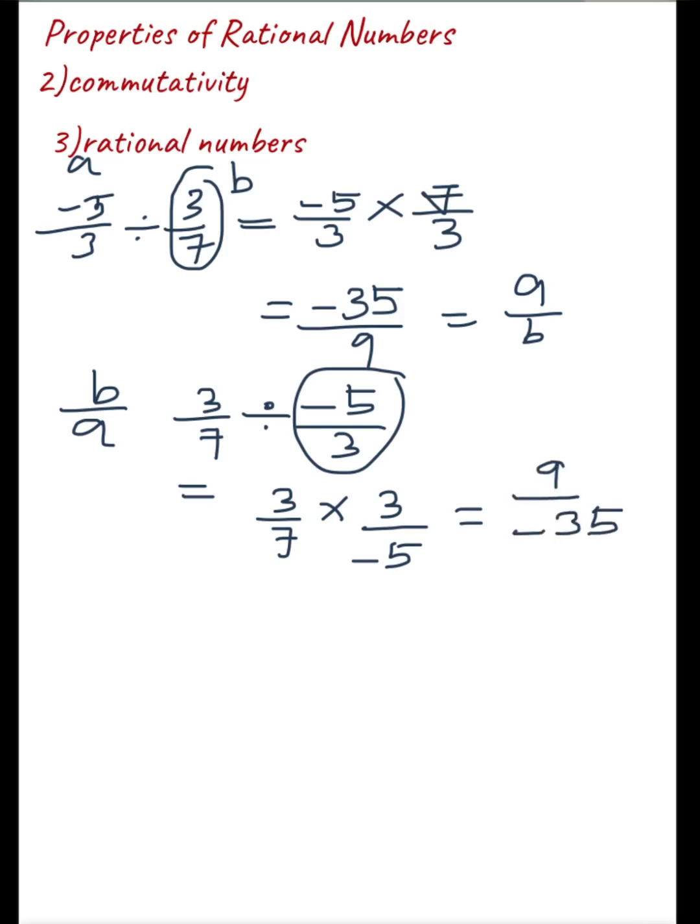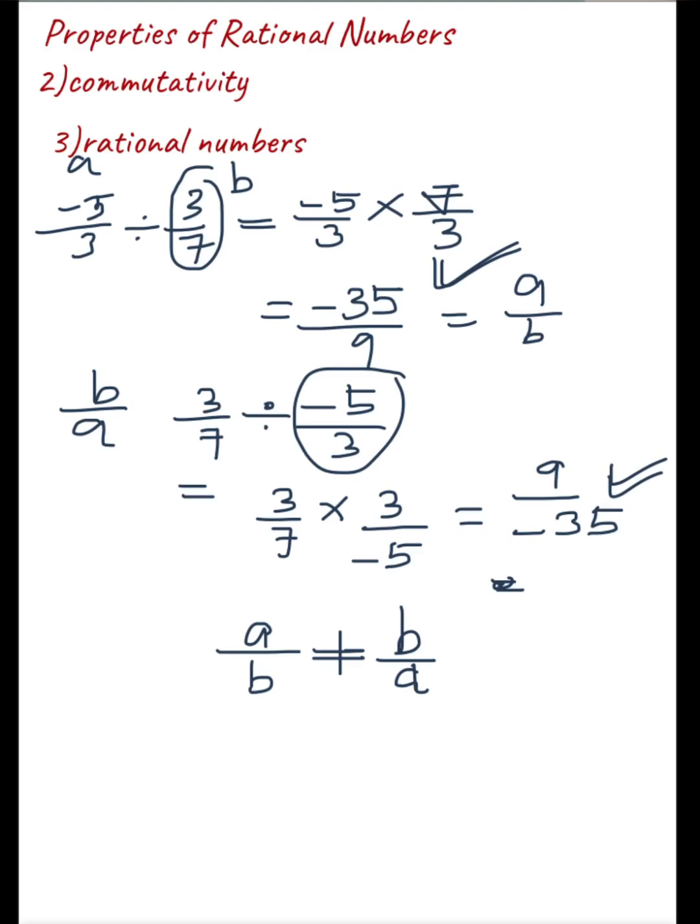So in the first case we got minus 35 by 9 and in the second case we got 9 by minus 35. So that means what? A by B is not equal to B by A. Both these are not equal. That means division is not commutative for rational numbers.